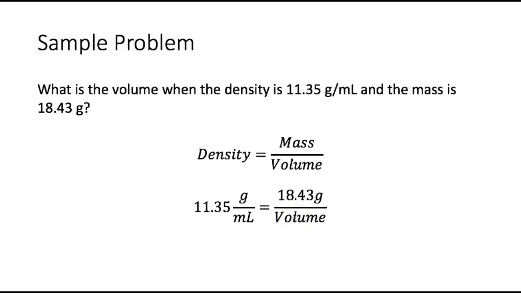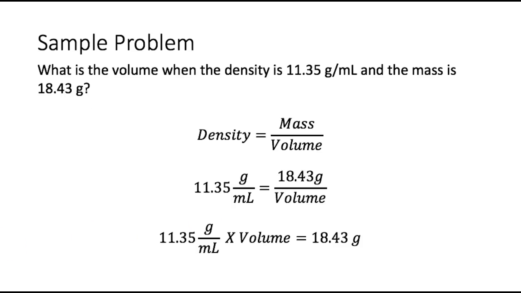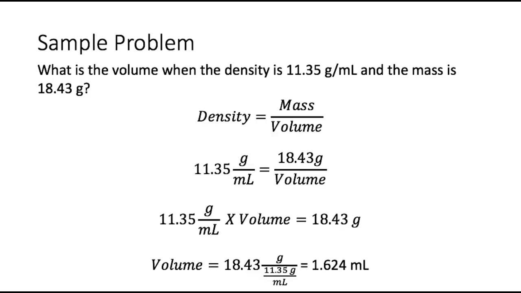I want to solve for volume, and I need to get it out of the bottom of my fraction here. So to do that, I'm going to multiply both sides of my equation by volume. So that gives me 11.35 grams per milliliter times volume equals 18.43 grams. Again, keeping in mind that I'm trying to solve for volume, to get volume by itself, now I need to divide both sides of my equation by 11.35 grams per milliliter. And when I do that, I get an answer of 1.624 milliliters.